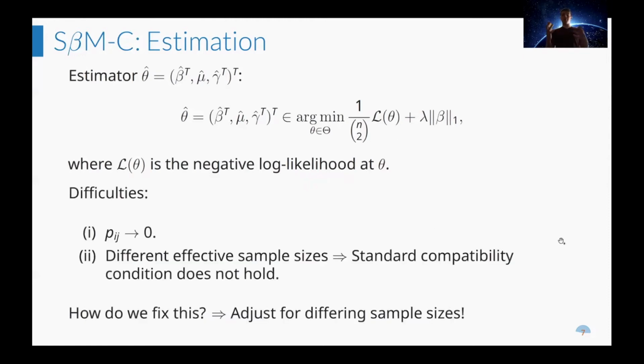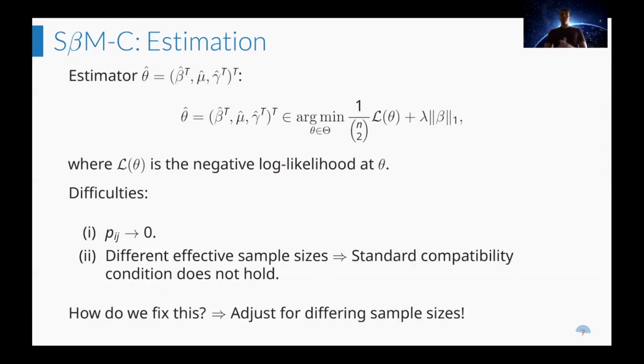This looks a lot like penalized logistic regression, although there are some significant differences. For one, we are allowing our link probabilities to go to zero. And secondly, our parameter components have different effective sample sizes. If you think about it, the mu and the gamma play a role in the link formation of all possible n-choose-2 edges in our networks, whereas each component beta I only plays a role in the up to n-1 edges that vertex I can form. That means the effective sample size of each beta I is only n-1, whereas it is n-choose-2 for mu and gamma.